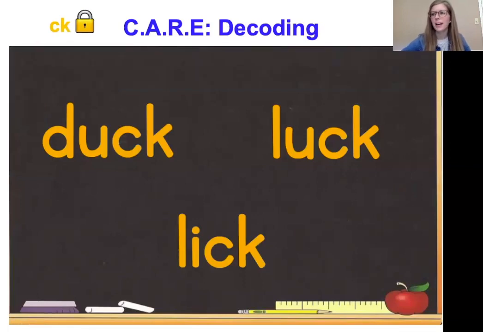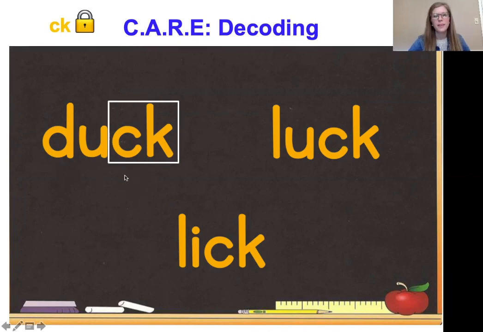Now that we've practiced our Digraph CK, lock, K, and our letters and sounds, let's practice sounding out or decoding some words together. Look at this first word. What's the vowel? U. What's the sound? Do you notice anything else in this word? I noticed the Digraph CK. We know when C and K are together, they stand for the sound K. Let's sound out this word together. D, u, k. D, u, k. Duck. What's the word?